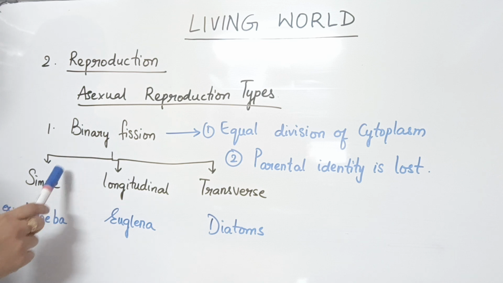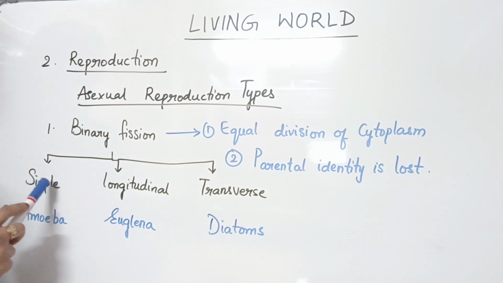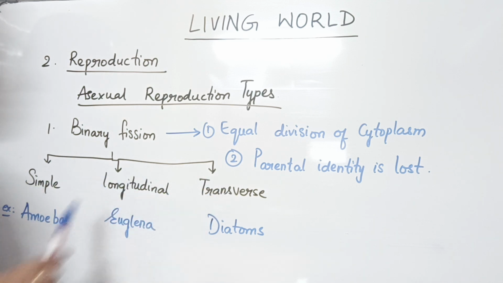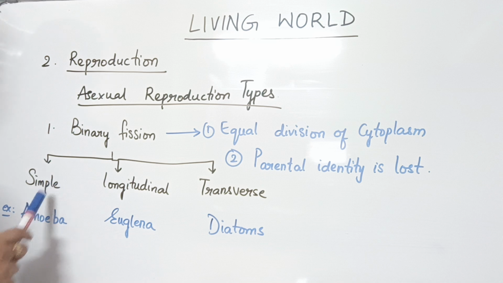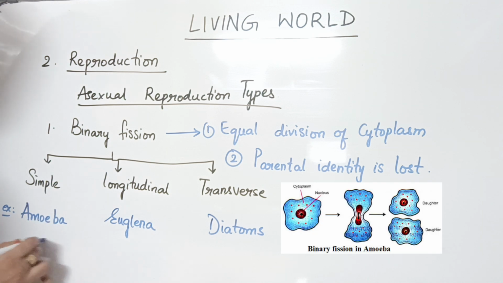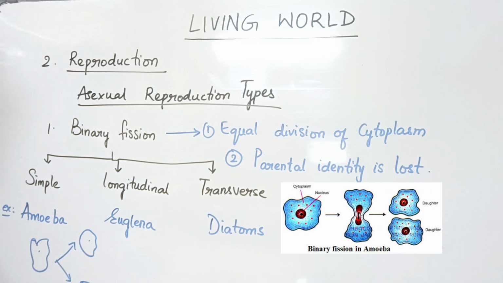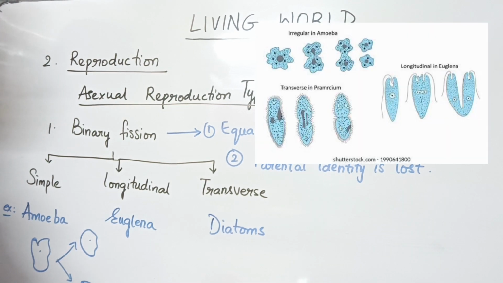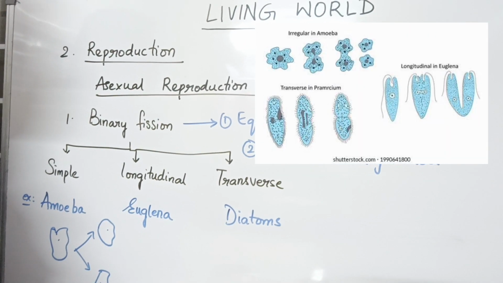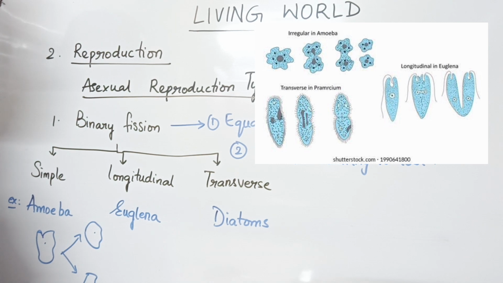Now, these are again of three different types: simple, longitudinal, and transverse. In the case of simple, for example, amoeba. Amoeba does not have a particular shape, and it gives rise to two identical daughter cells. This is what we see in amoeba. Okay, that is simple. It can divide in any direction, without a particular longitudinal or transverse fission.